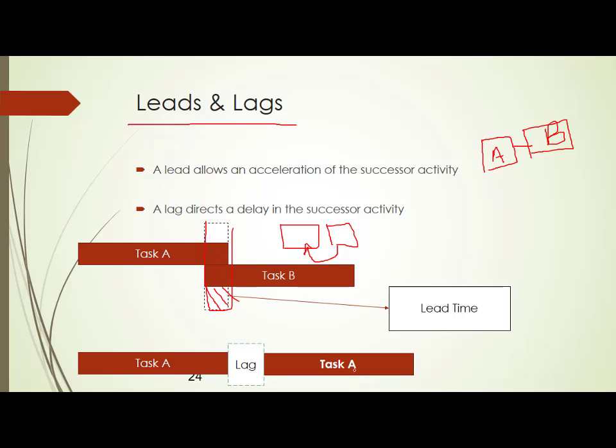So the lag time is the time you wait between a predecessor and a successor activity, and a lead time is the time you shrink from the successor within the scope of the predecessor timeline. This is called applying leads and lags in schedule activities.